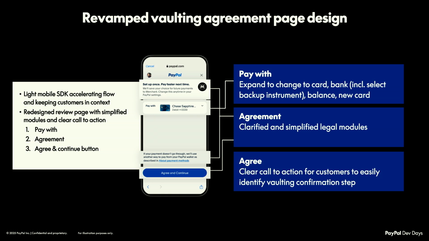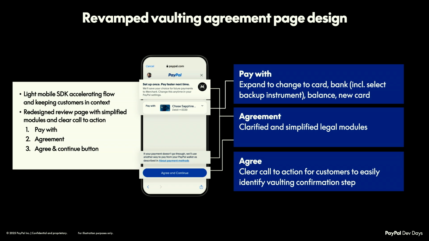We looked at it and said, okay, what is the kind of information that our customers are really looking for? And we prioritize that. So now when you look at any pay sheet or the vaulting agreement page, you'll clearly see what you can really pay with. You'll have a funding instrument default that is chosen, which can be a preferred instrument from past purchases. However, if you want to change it, you can click that and change that instrument if you wish.